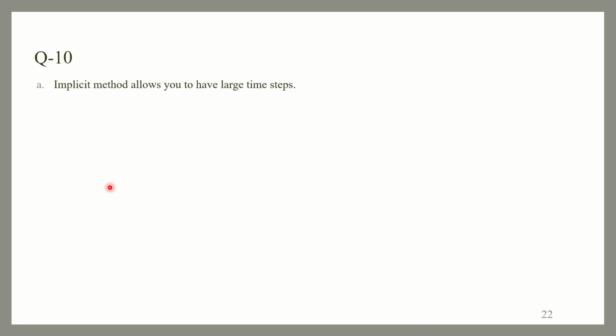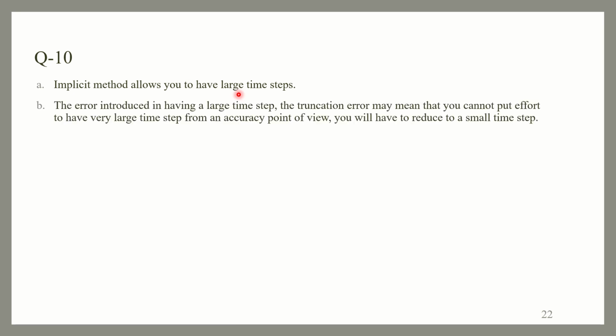Implicit methods allow you to have larger time steps. The error introduced by a larger time step, that is a truncation error, may mean that you cannot use a very large time step from an accuracy point of view. You will still have to reduce to a small time step. So even though there is no mention of a condition for the time step in the Beam Warming method, we still should not use a very large time step, because from an accuracy point of view accuracy would be reduced. It can be larger than in the McCormack method, but it still cannot be the largest possible.